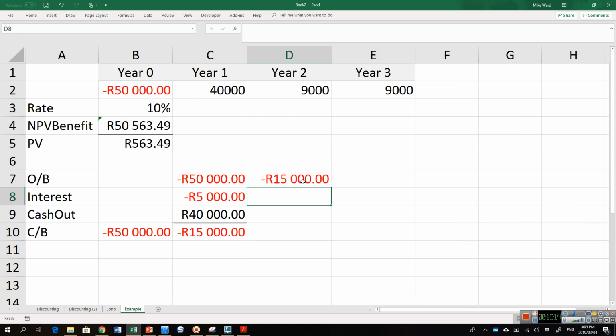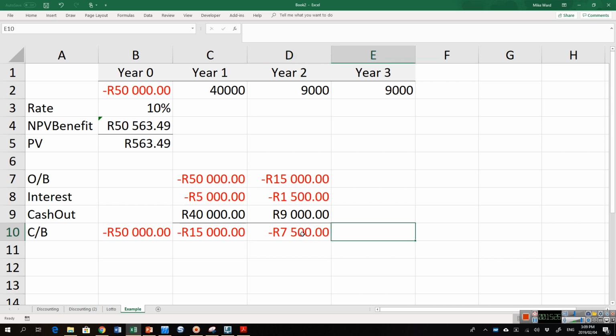I would have to pay interest on that, and that would cost me 1,500. Then I would get in 9,000. I'm just pulling that down from the top. And if I were to add all of this up, you can see I'm still in the red. I still owe the bank 7,500, but carry that forward. I pay interest on it. I get the last 9,000, and my balancing figure is 750 Rand.